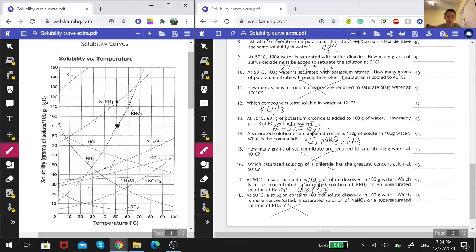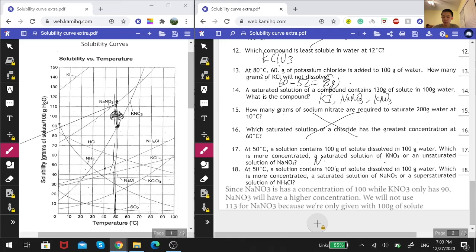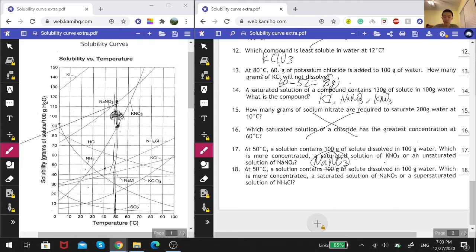And for NaNO3 at 50 degrees, 110 grams of solute can be dissolved for every 100 grams of water. If we're only given 100 grams, it'll be 100 grams of NaNO3 for every 100 grams of water, and it's going to be unsaturated. And so our answer is NaNO3. Now number 15 is very similar to the one we just did before, except with different substances. So we're going to skip that one as well.